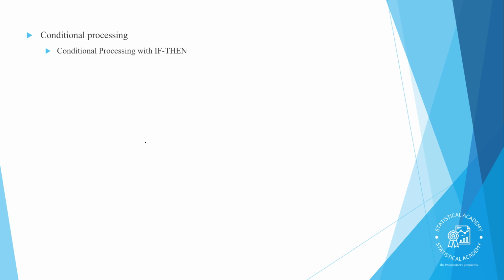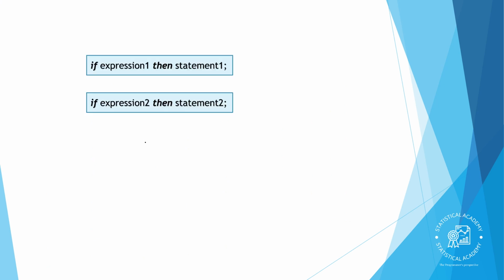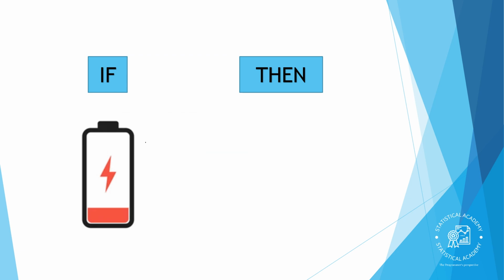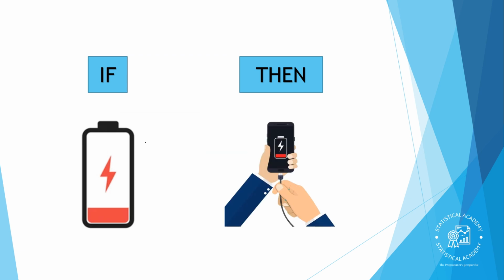Often in the data step, we need to process data conditionally. In other words, if some condition is met, then execute one statement. If a different condition is met, then execute another statement. We can accomplish this using if-then logic. For example, if the phone battery is low, then you keep it for charging.